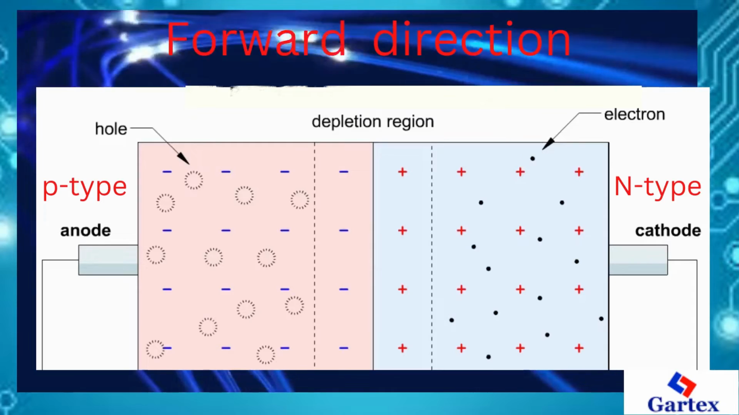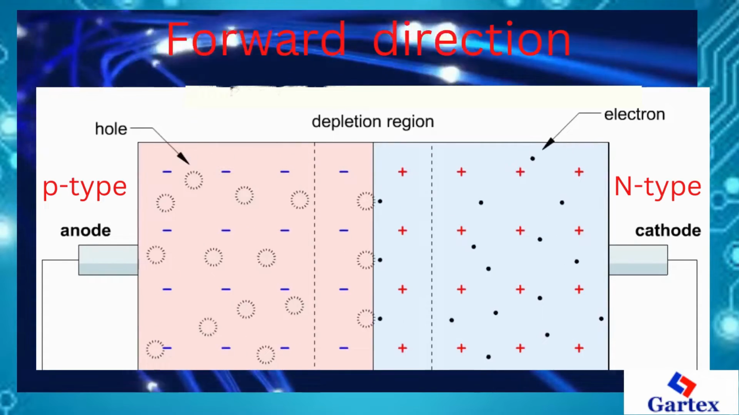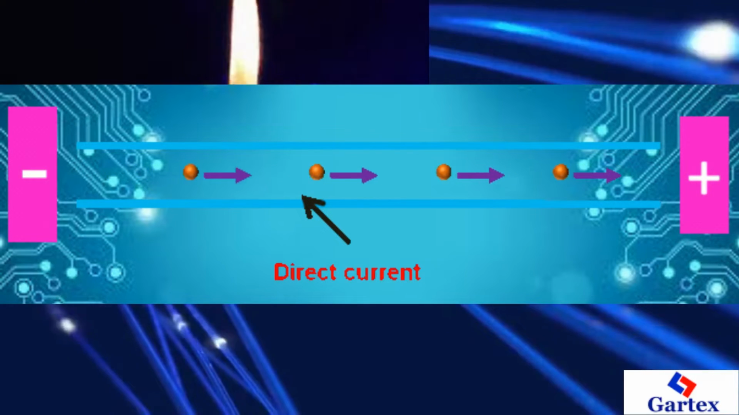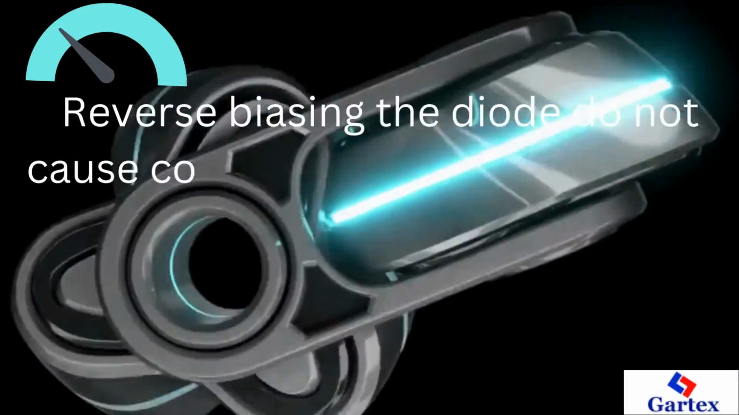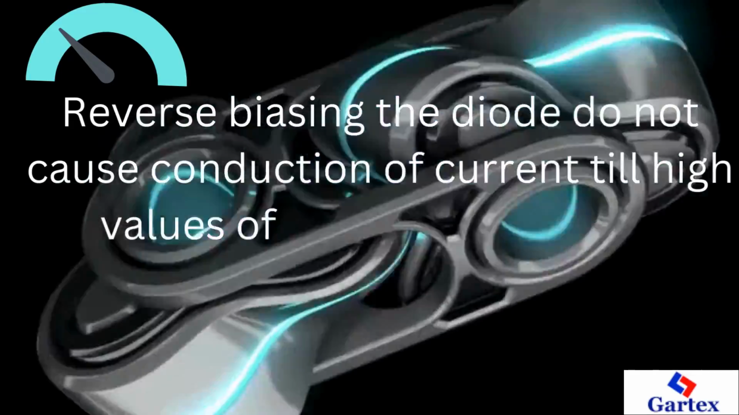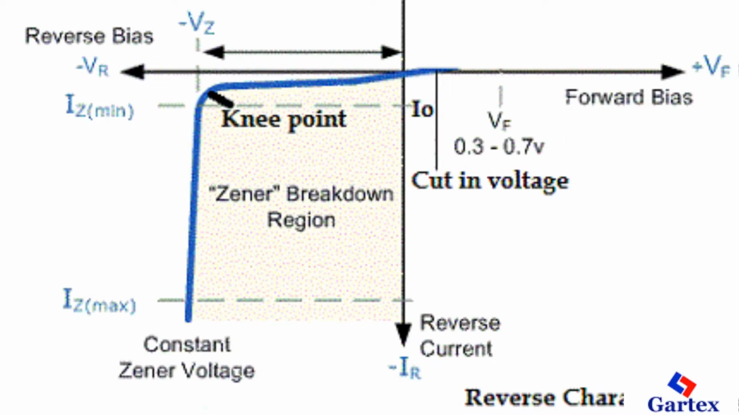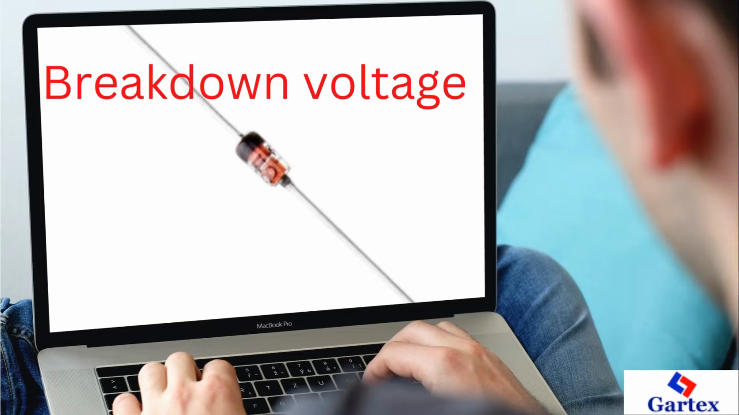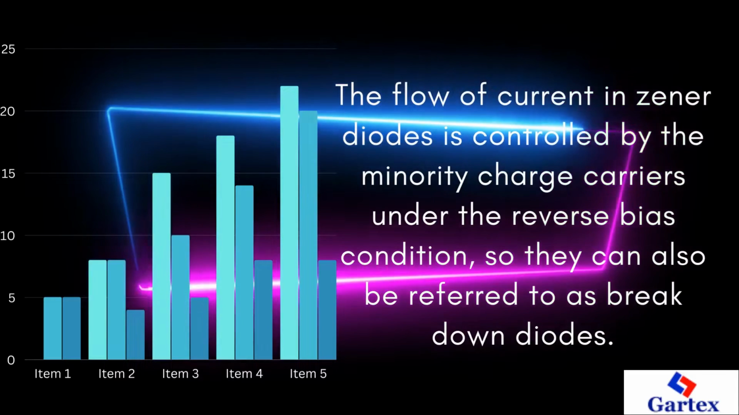The characteristics of a junction diode show that it is designed largely for operating in the forward direction. Applying a large amount of forward bias causes greater forward current with a small value of forward voltage. However, it should be known that reverse biasing the diode does not cause conduction of current till high values of reverse voltage are reached. If, for example, the reverse voltage is large enough, breakdown occurs and a reverse current starts to flow. Hence, this minimum voltage that is required to make the reverse current start flowing in a diode is called breakdown voltage. Ordinary p-n junction diodes are generally damaged when this breakdown occurs.